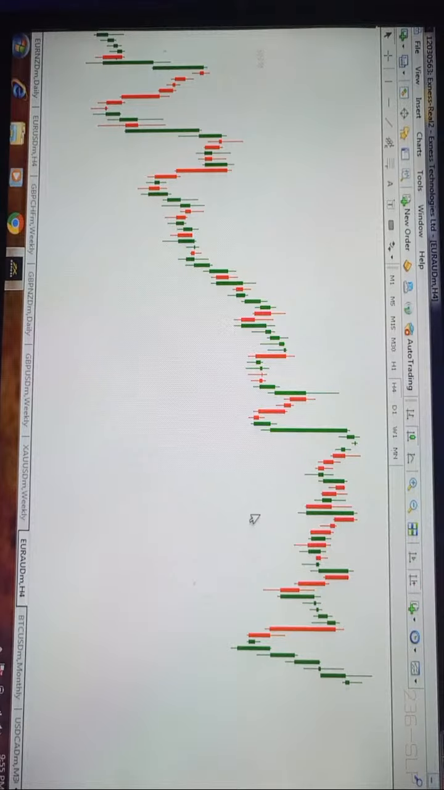Let's get started immediately. If you look at my charts here, I have Euro AUD. As I told you, one important thing is that when we are analyzing, we start from high time frames, then come down to small time frames.